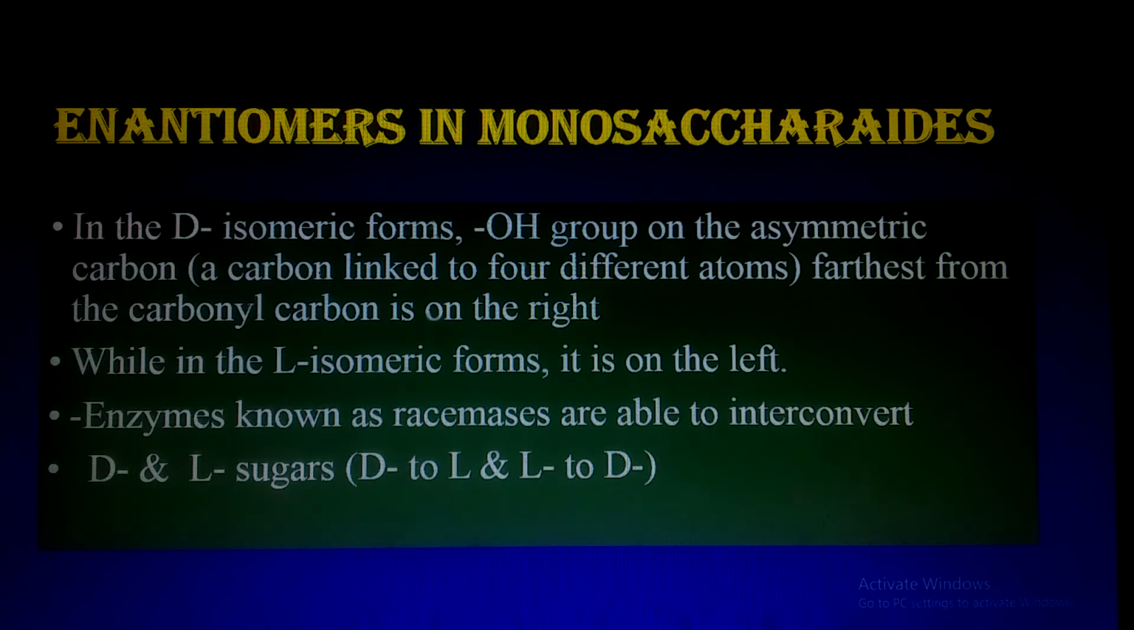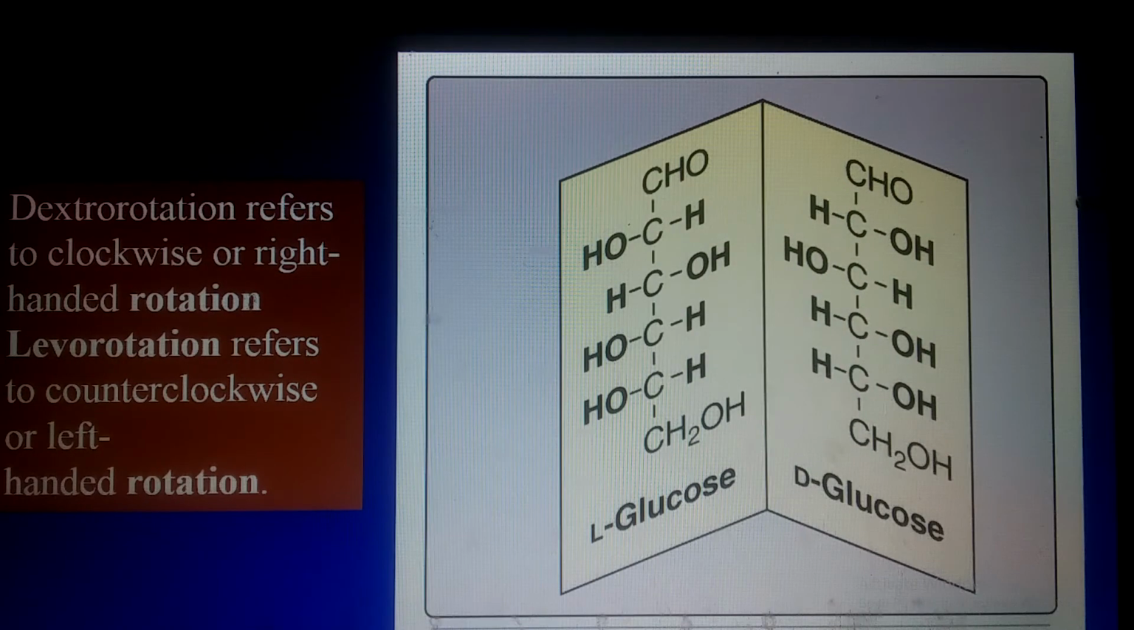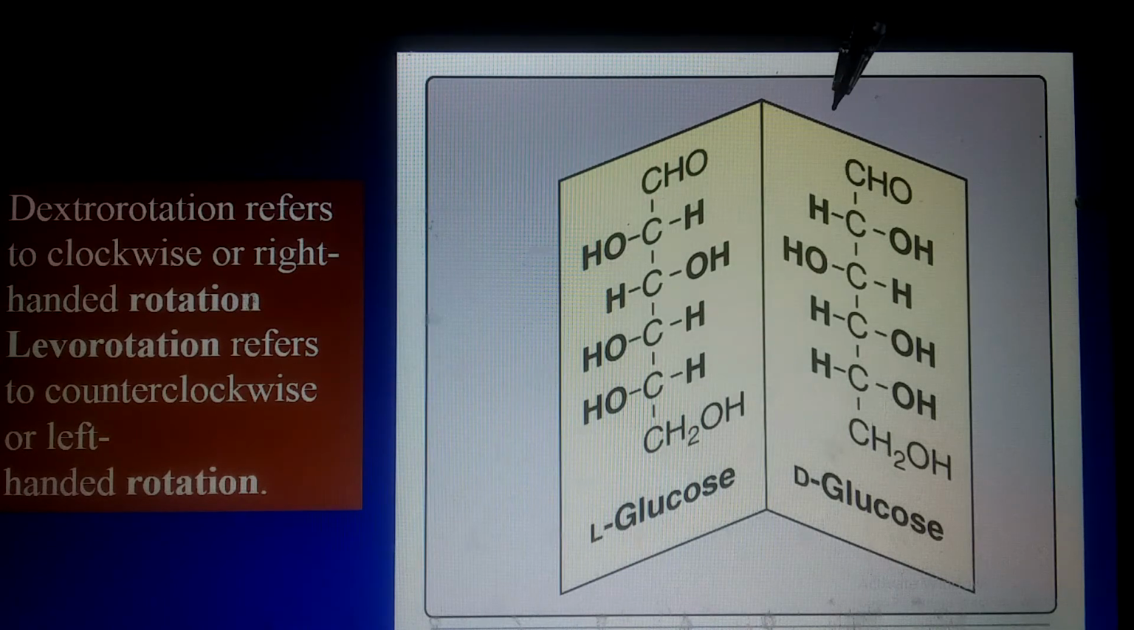Is it clear? Okay. Now you can see here, dextrorotation refers to clockwise or right-handed rotation. Dextrorotation is right-handed rotation, clockwise, like the clock moves.